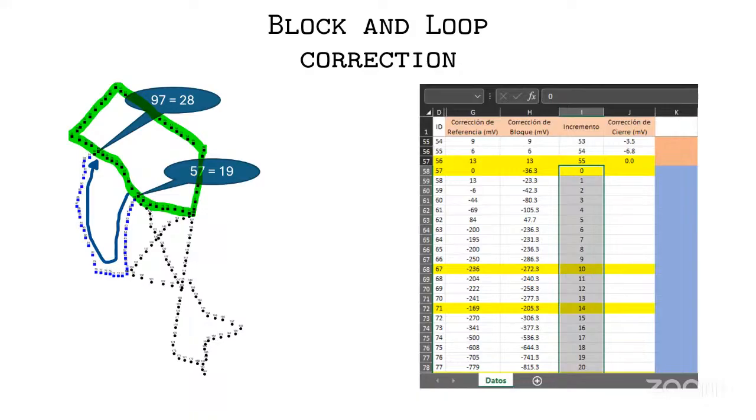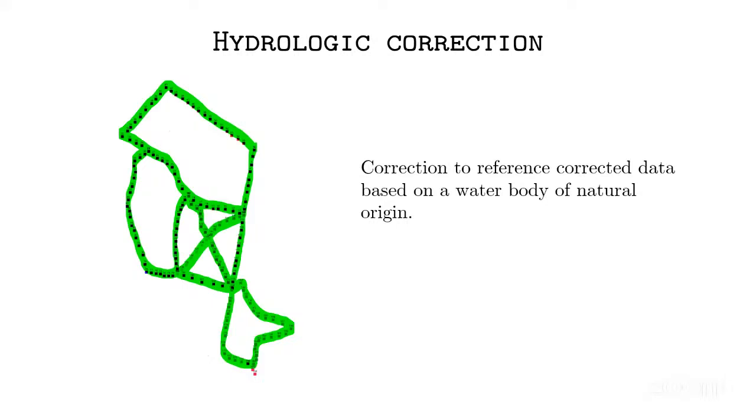We perform the same process as the previous polygon. What is the new value? The hydrologic correction consists of performing a kind of block correction to all values with respect to a natural reference, such as a lake.